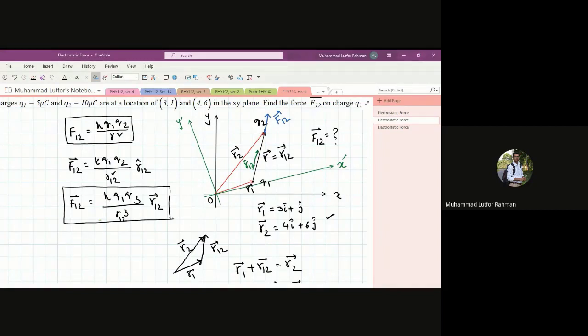Why would it be the same, Atik? Because no parameters are changing. The distance will be the same here as well. The Q1 and Q2 distance will be the same. The charges are the same. The constant is the same. So obviously, the force will remain the same.